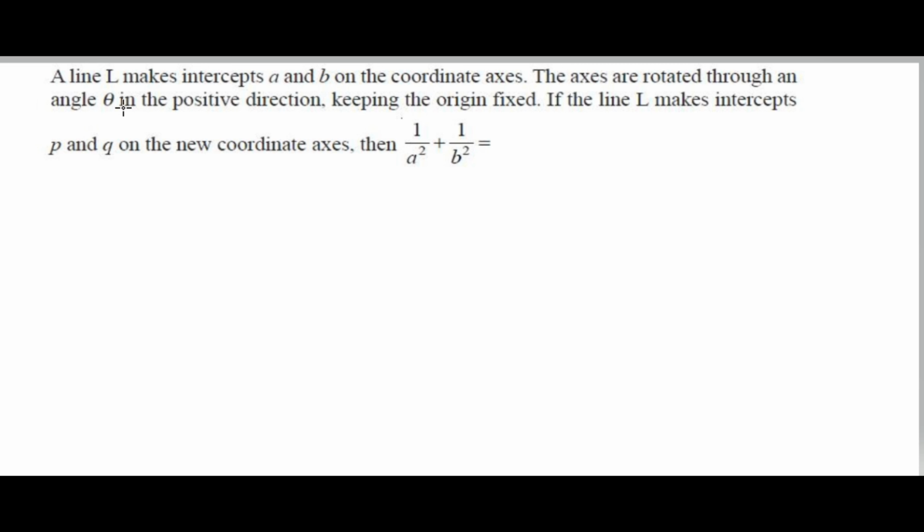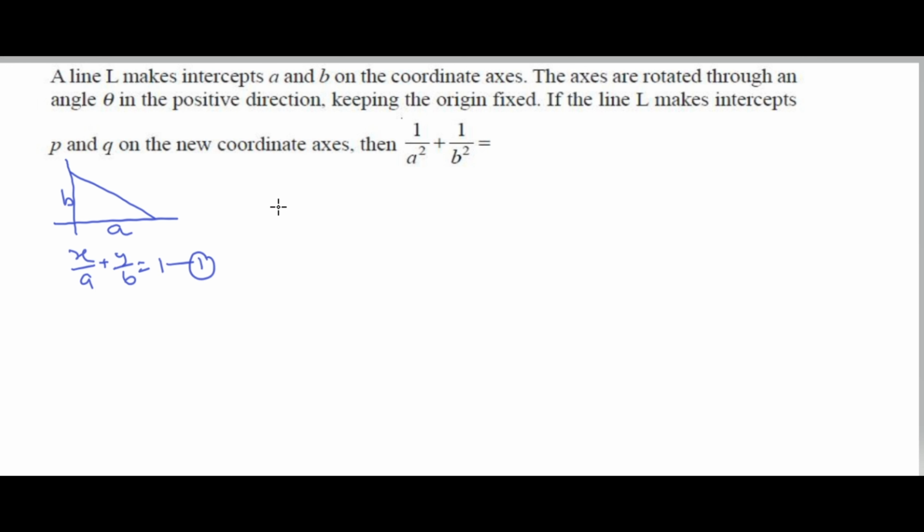Here is given the first line L makes a and b on the coordinate axis. This is the line equation L. So small a is the x intercept and small b is the y intercept. So the equation of the line is x by a plus y by b is equal to 1. This is the first equation.